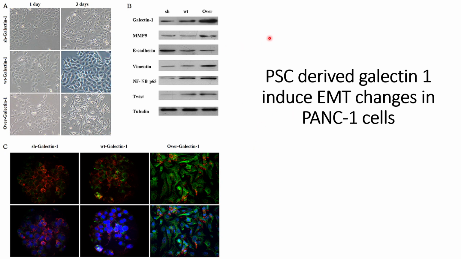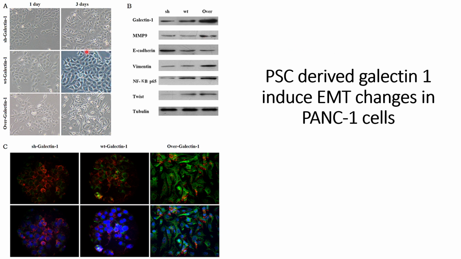In this video we will discuss the effect of PSC derived Galectin-1 on the PANC-1 cells, whether they induce EMT or not. In order to check this PSC derived Galectin-1's impact on the PANC-1 cells, they co-cultured the PSC. In the previous video we understood they developed different PSC cell lines, one in which Galectin-1 is overexpressed, and one in which Galectin-1 is knocked down.